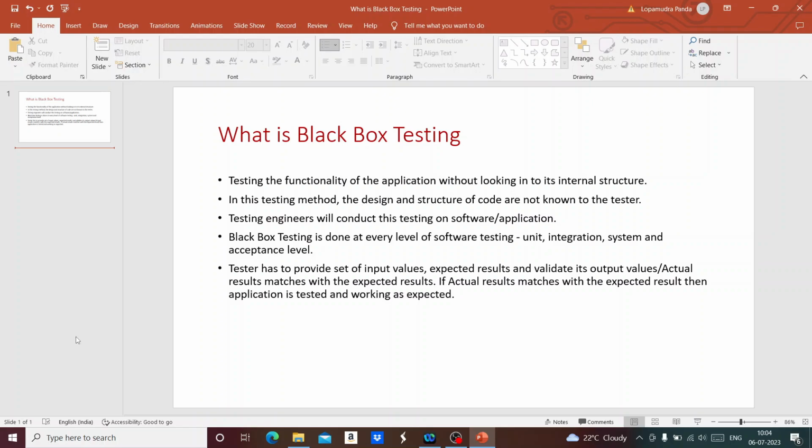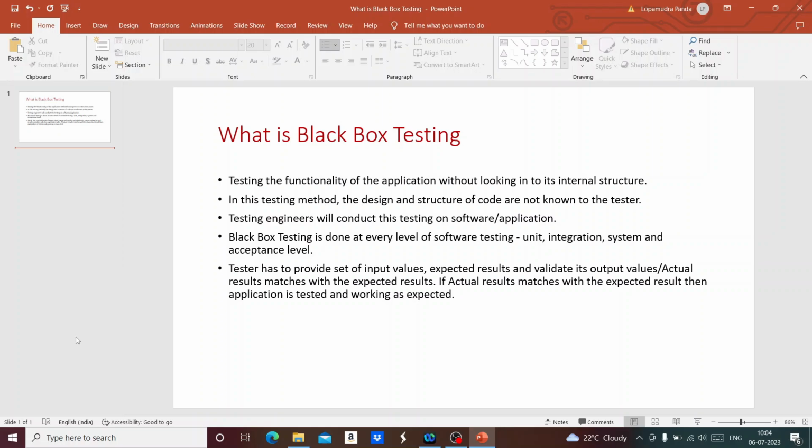Remember, this is a very important question from the interview perspective. Who does black box testing? Testing engineers will perform black box testing. This black box testing will always be done at unit level, integration level, system level, and acceptance level.